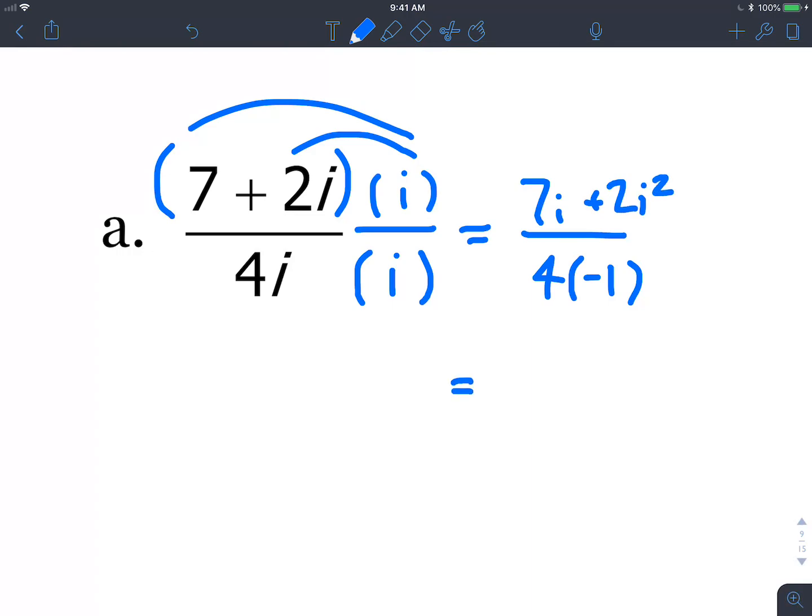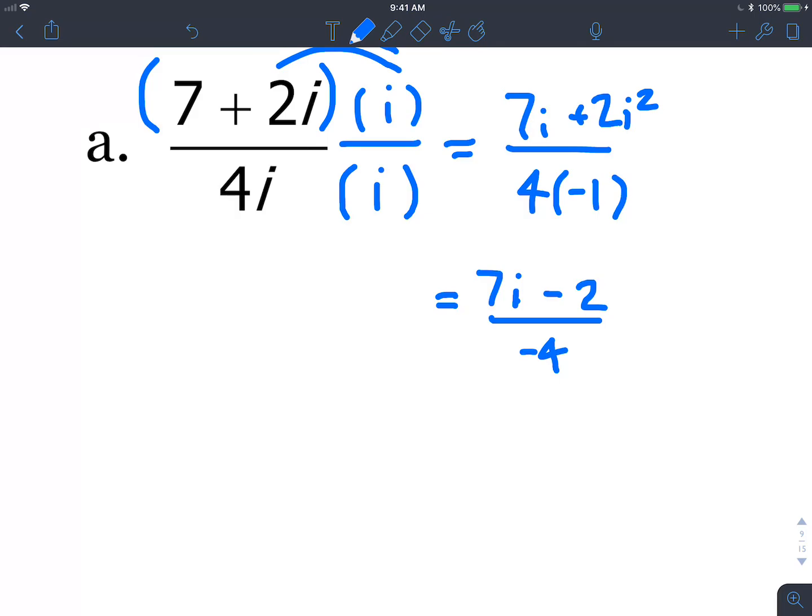Okay, and then obviously the i squared in the numerator is going to change to negative 2, basically, after you multiply by the negative 1, and that's all over negative 4. Okay, and then now we're going to split apart our fraction. I'm actually going to rewrite the order. I'm going to go negative 2 over negative 4, and then I'm going to go minus, I guess, 7i over 4.